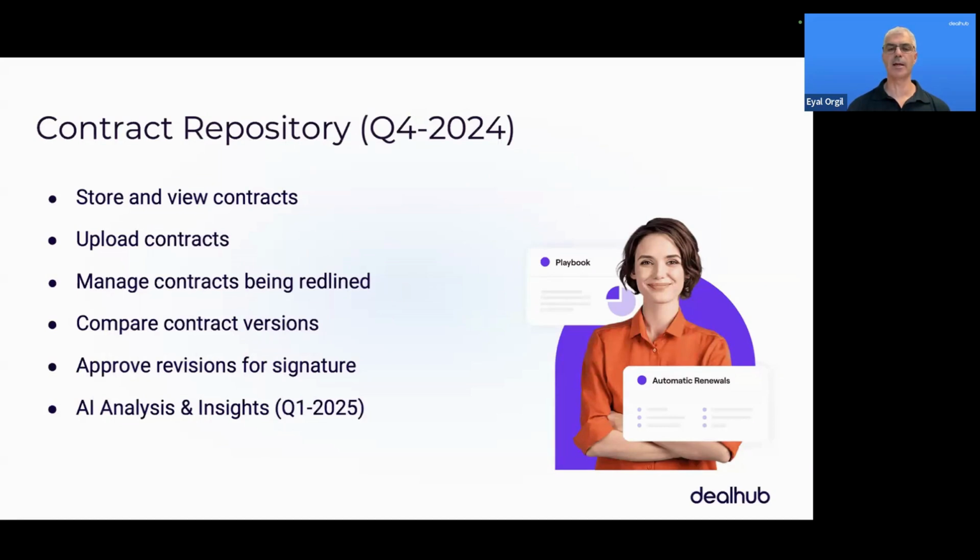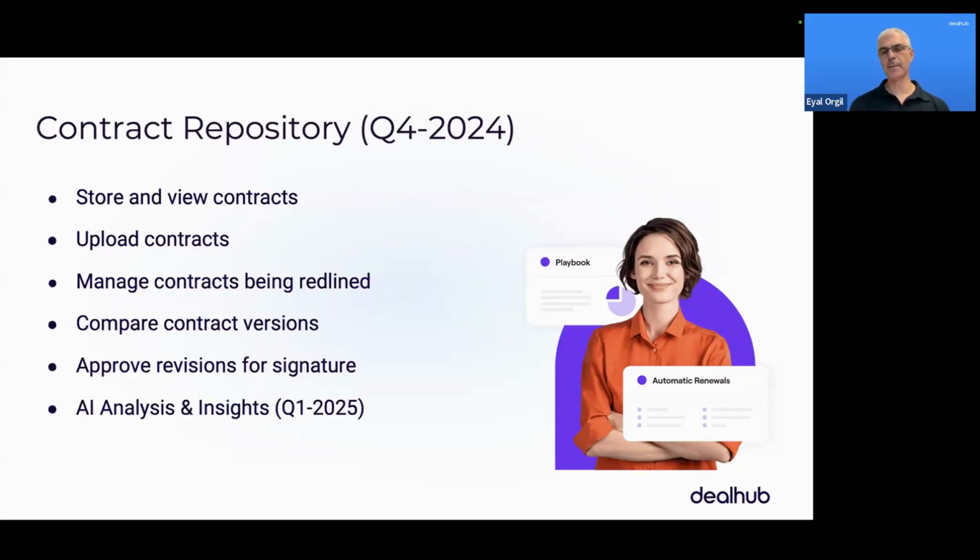So not only the contracts and quotes that are generated by DealHub, you will have the ability to use that as a general repository and upload additional contracts into the repository. You'll be able to manage the contracts that are in the process of redlining. We're going to see this in the example that will show how that works. You're also able to compare contract versions.